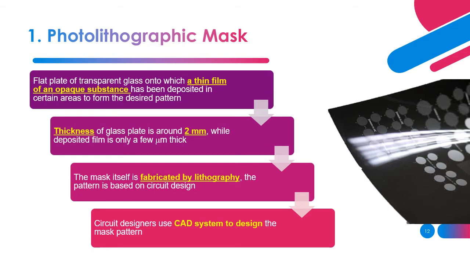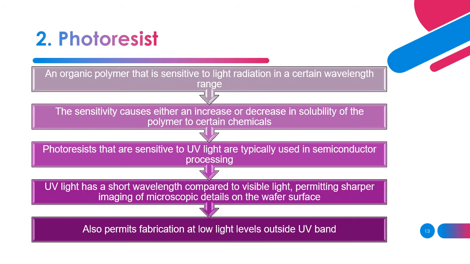The circuit design will usually be designed by the circuit designer using a CAD system before the photolithographic process takes place. You already saw this in the videos previously on the process of fabrication and mask design. Photoresist is an organic polymer which is very sensitive to light radiation in a certain wavelength range. This sensitivity will cause an increase or decrease in the solubility of the polymer to certain chemicals. Photoresist is usually very sensitive to UV light.